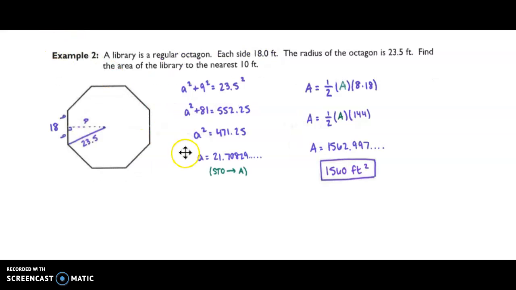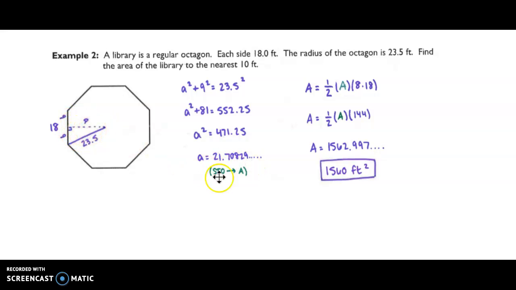In example 2, again an octagon. This time we give you the radius as 23.5. Each side is 18. When you create the apothem, remember it cuts this 18 in half. That's why this is 9. Then you have to figure out what the apothem is, because you need the apothem for the formula. It's 1/2 A and S. N is going to be 8, S is 18. And so we use the Pythagorean theorem here.